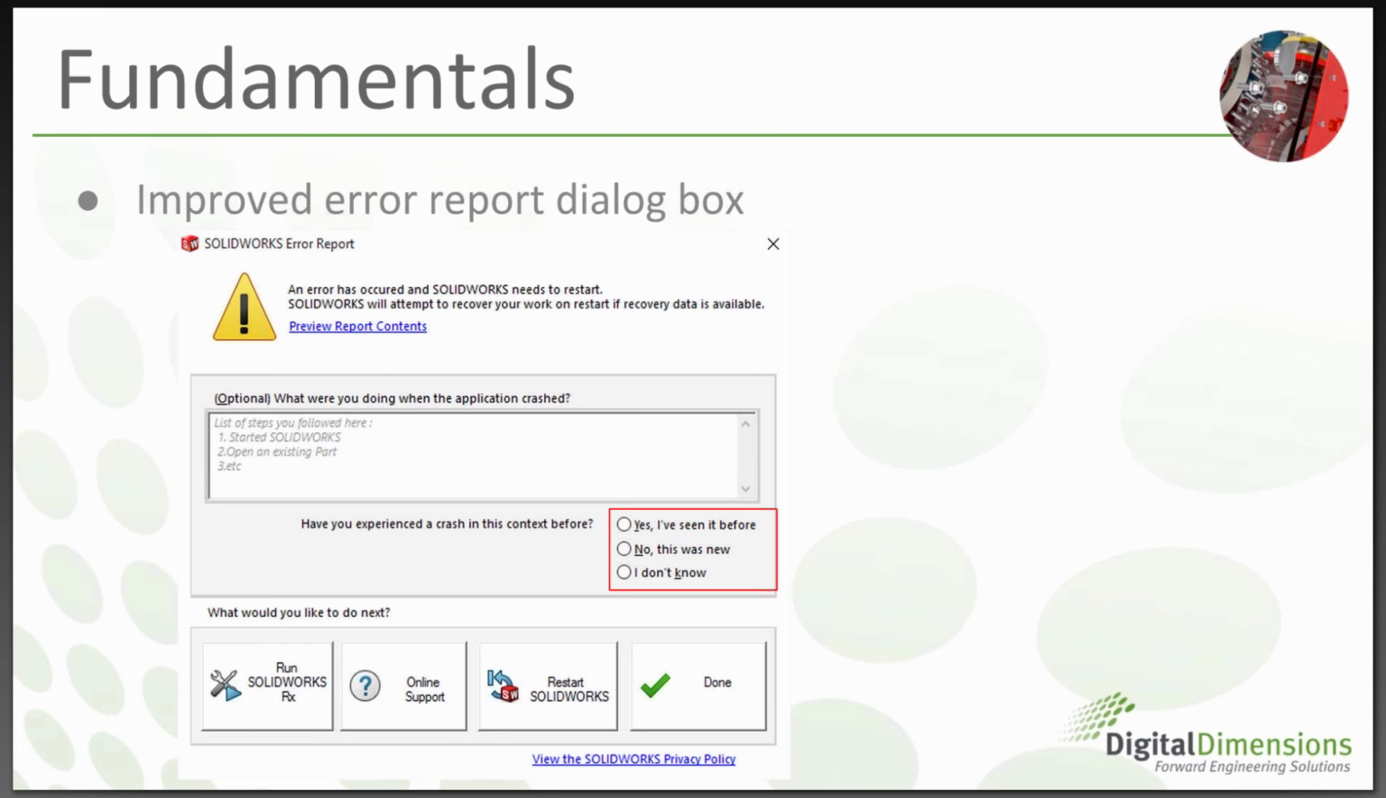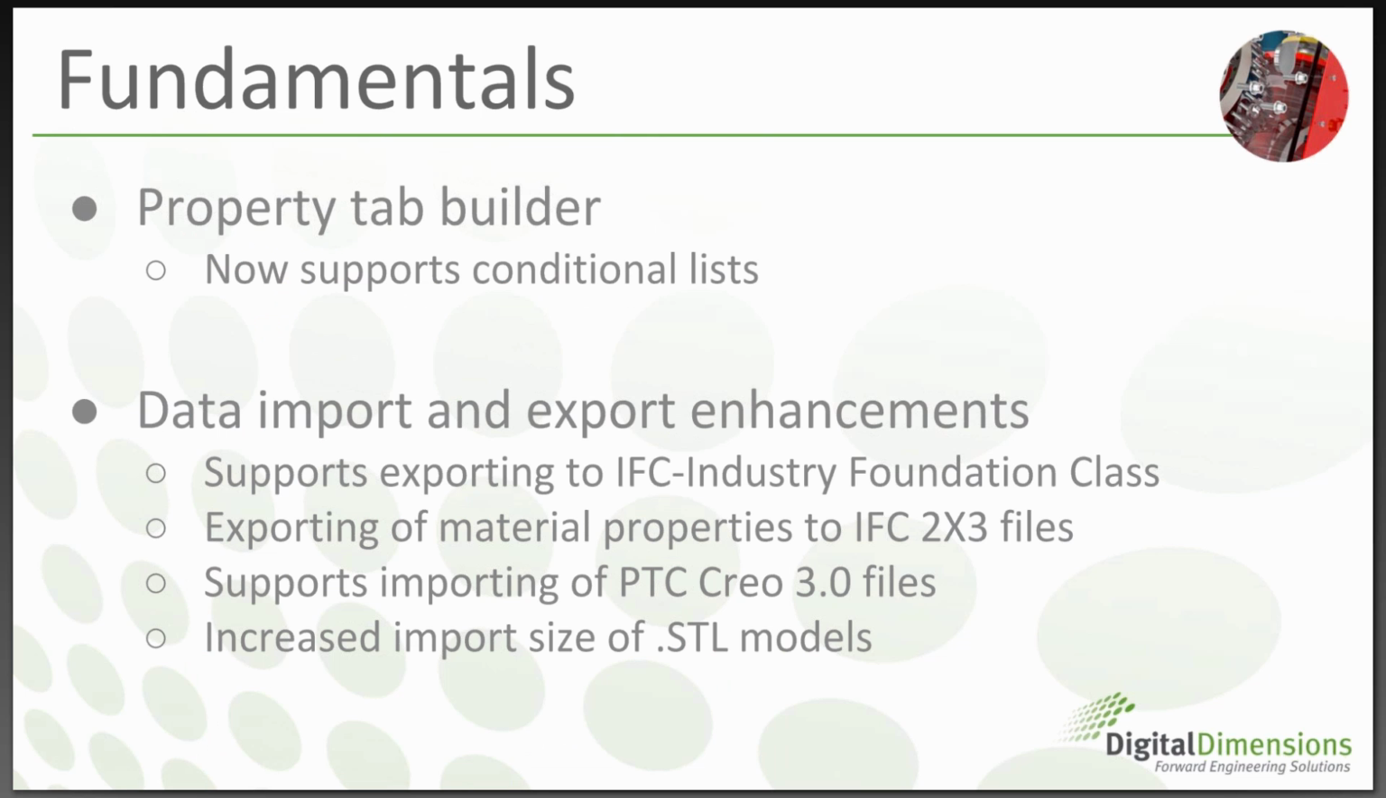So that's pretty much the improved error reporting dialog box. So the next improvement is the property tab builder. I know a lot of you like to use this to create some lists and custom properties in SOLIDWORKS. So now we have the ability to support what they're calling conditional lists. It's an extra feature within there, and I'm going to jump into SOLIDWORKS and show you what I'm talking about.